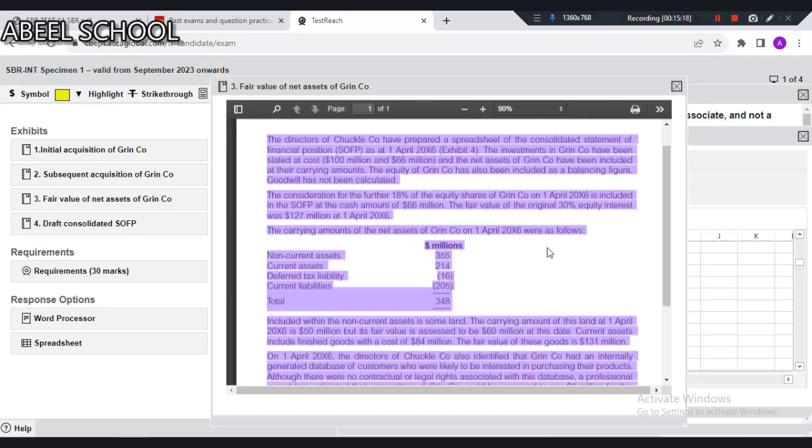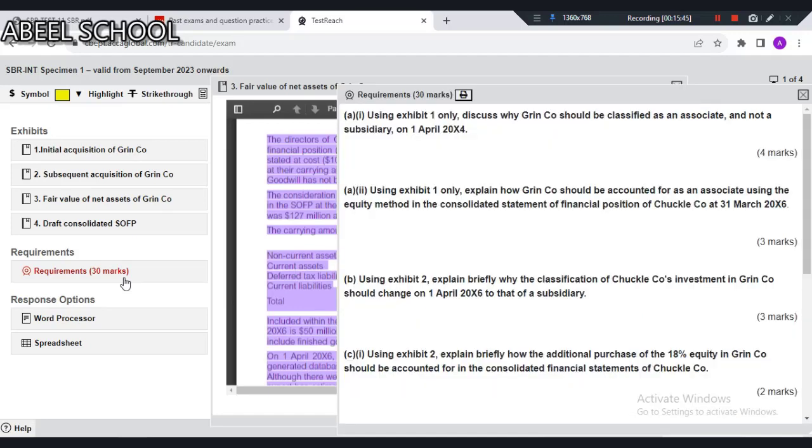Chakal Company got the additional holding in Green Company, that is 18%. The fair value of the original 30% equity interest was 127 at 1st April X6. It's very important. At 1st April X6, Chakal got an additional 18%. Let us go to the requirement because something is missing.